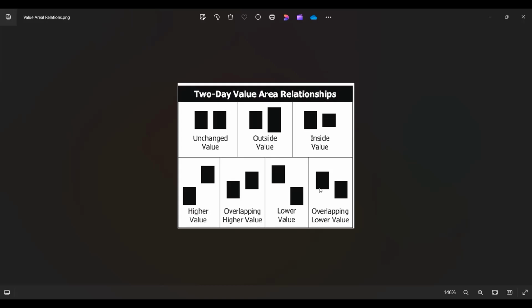So the structure, it doesn't mean, see, the most high probable structures are unchanged, inside, higher and lower. That doesn't mean these three don't give you much value. It will give you. Okay, we just have to understand, and with experience, you will start to identify the opportunities. Okay, so now let's see on the chart.